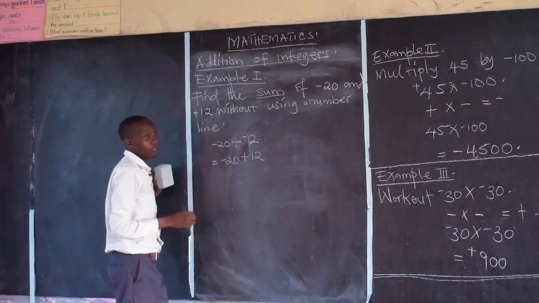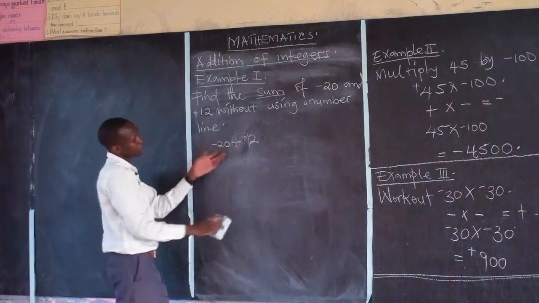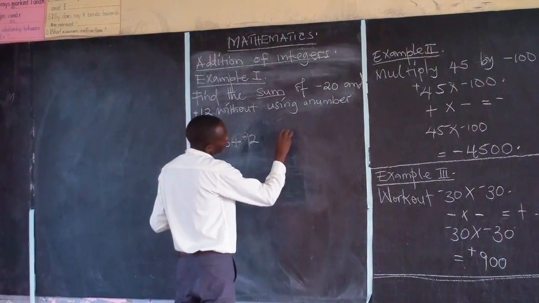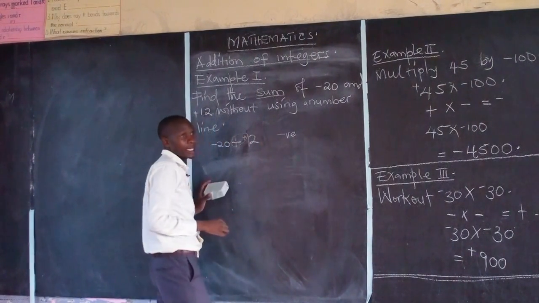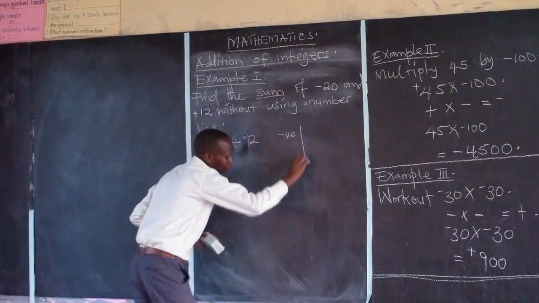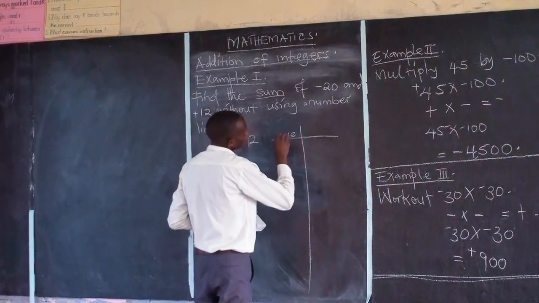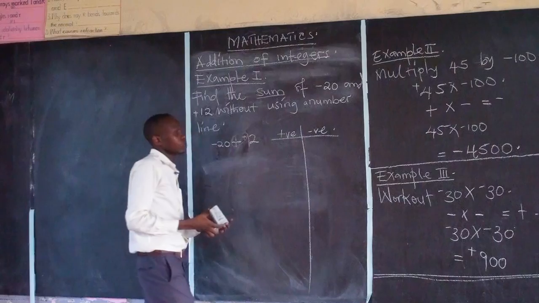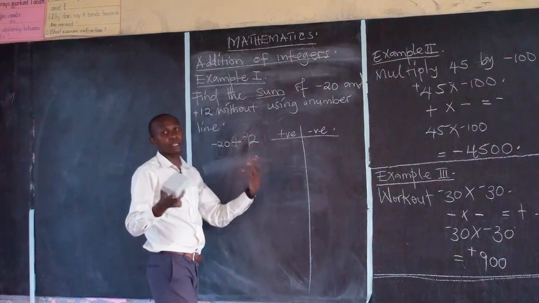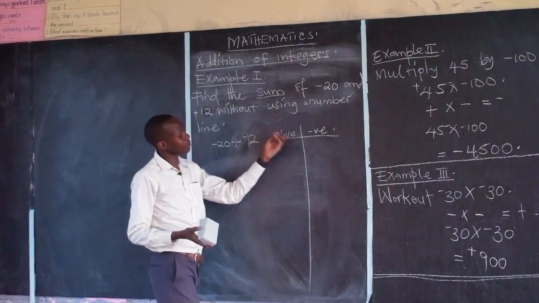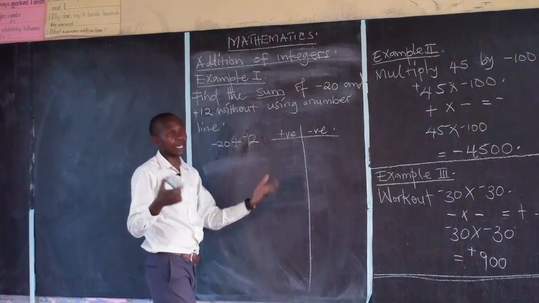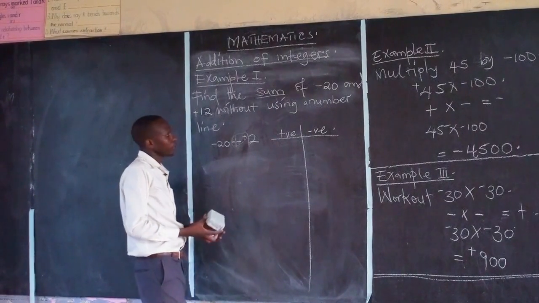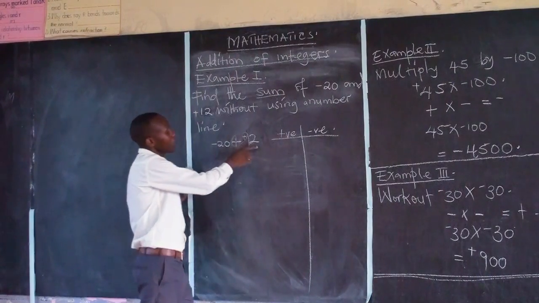Remember, this is positive. Even if you don't write this statement, it can still help you to identify what you need. You'll come aside and draw a table containing negatives and positives. I'll have my positive side and my negative side. I consider this as the positive side, and this as the negative side. The way you arrange it is the way it will be used. What you need to consider is how you plot this.